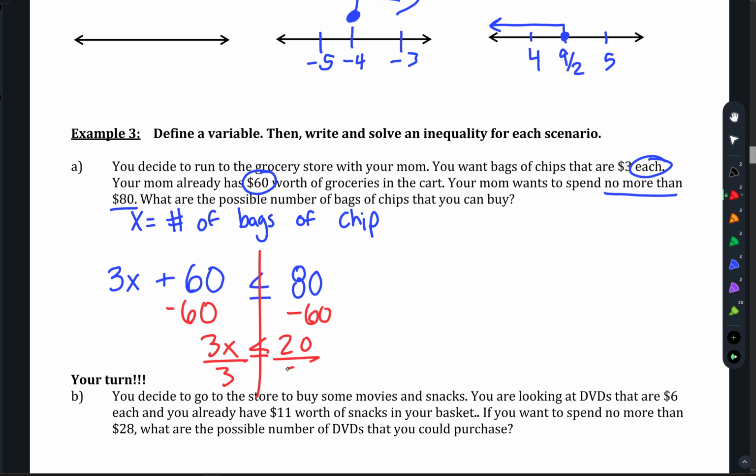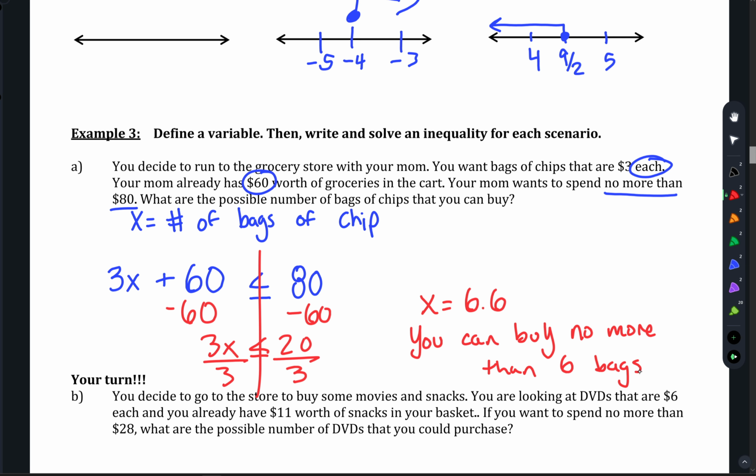We're not going to get a super nice number here. I believe we're going to get 6.67 or something like that. 6, repeating decimal. So how many bags of chips can we actually afford? Can we afford 7 bags? Or no. So we can only have, at maximum, no more than 6 bags. Can we buy 5 bags? Is that okay? Sounds good to me. All right. Any questions?